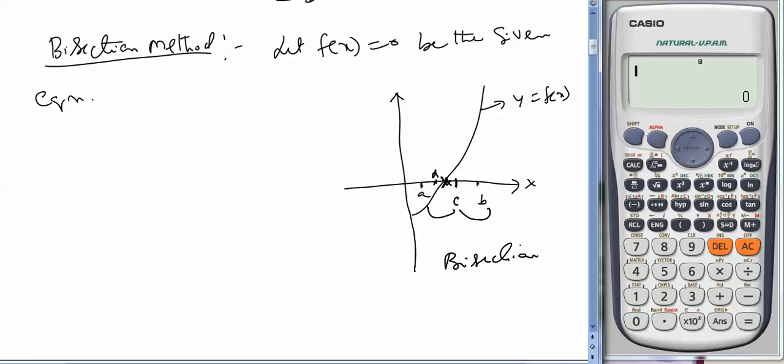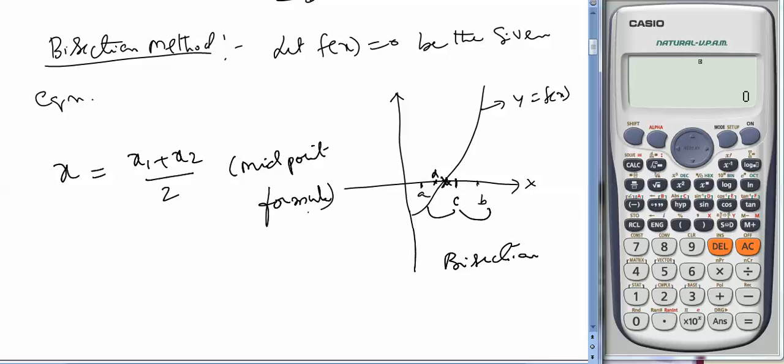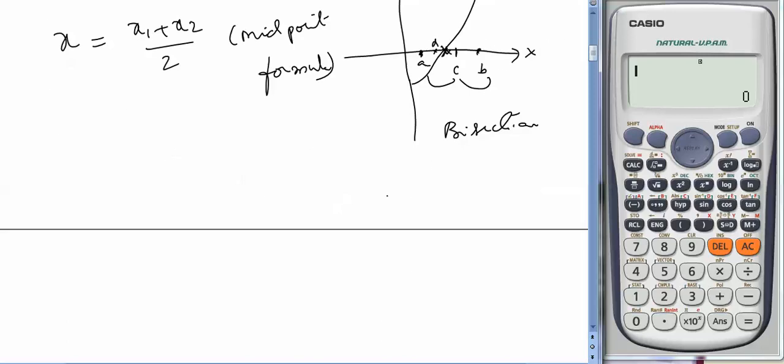In this method we use a simple formula for finding the root: (x1 plus x2) by 2, the midpoint formula. Here x1 is the first one and x2 is the second; simply I will call them A, B or x1, x2. Then how to apply this method?